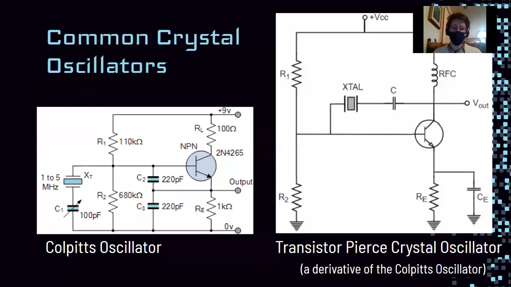Two common types of crystal oscillators are the Colpitts oscillator and the transistor Pierce crystal oscillator, and you can see that there are some similarities because the transistor Pierce is a derivative of the Colpitts.